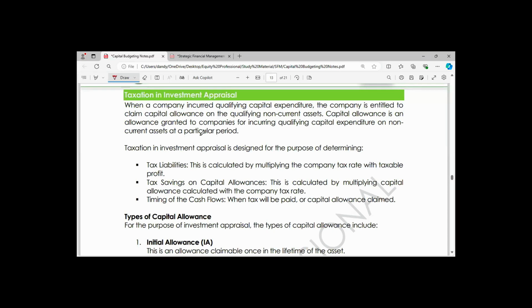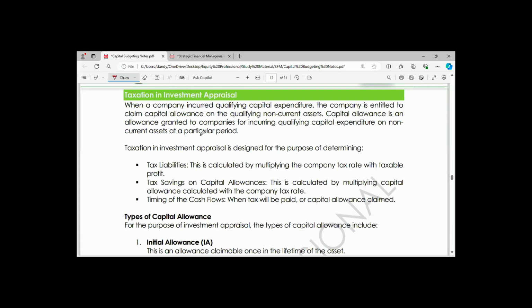Then, of course, the third reason or purpose of incorporating tax in project evaluation is to determine the timing of the cash flows. You want to know when the company is going to pay the tax liability, or when the company is going to claim the capital allowance. So that is the timing of the cash flows.